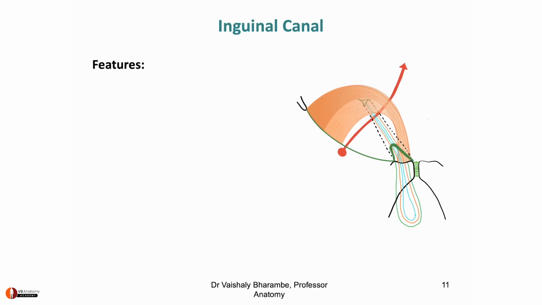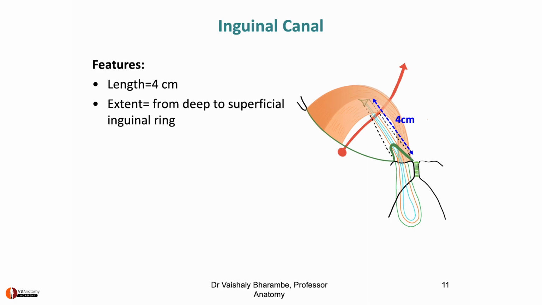Okay, the inguinal canal is about 4 centimeters in length, extends from the deep inguinal ring to the superficial inguinal ring. Yes, all of us know this, but where is the deep inguinal ring? Take a look. Here, posteriorly is the deep inguinal ring. You can see that there are muscles covering it. Okay, and here is the superficial inguinal ring. I'll be teaching you each of these, don't worry.